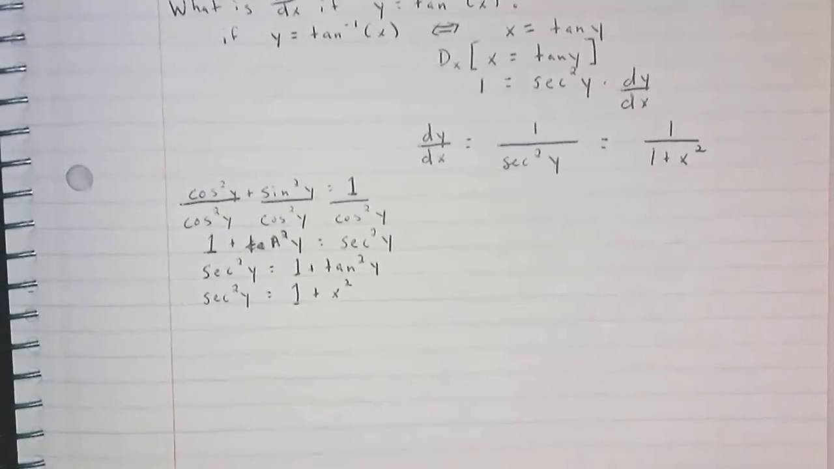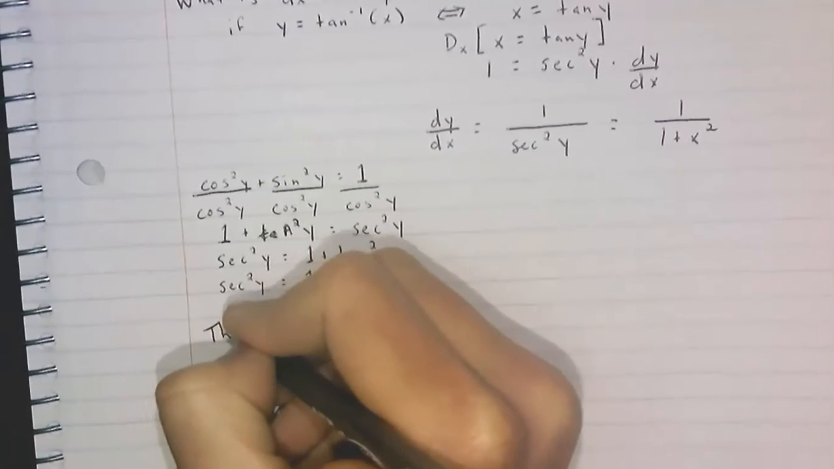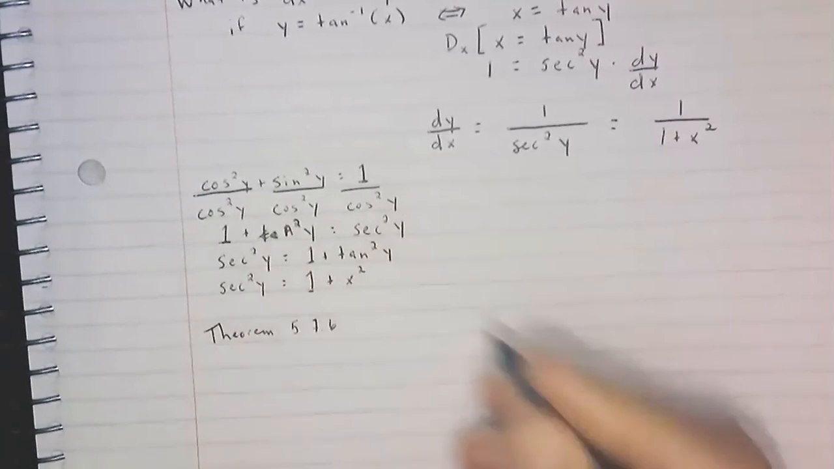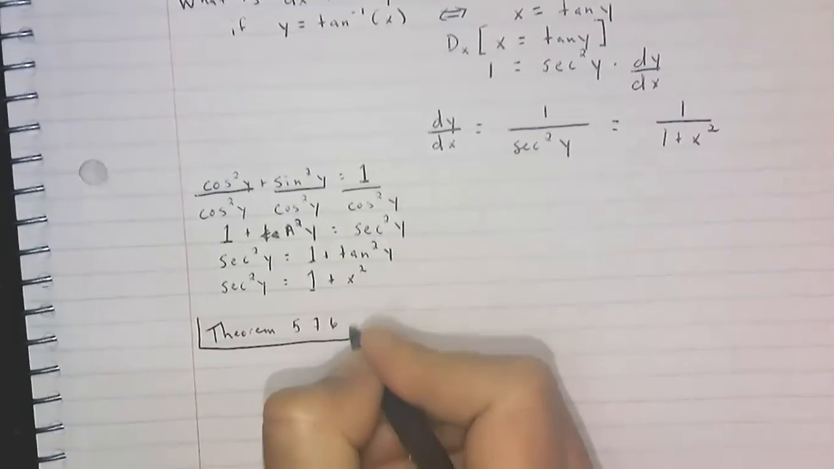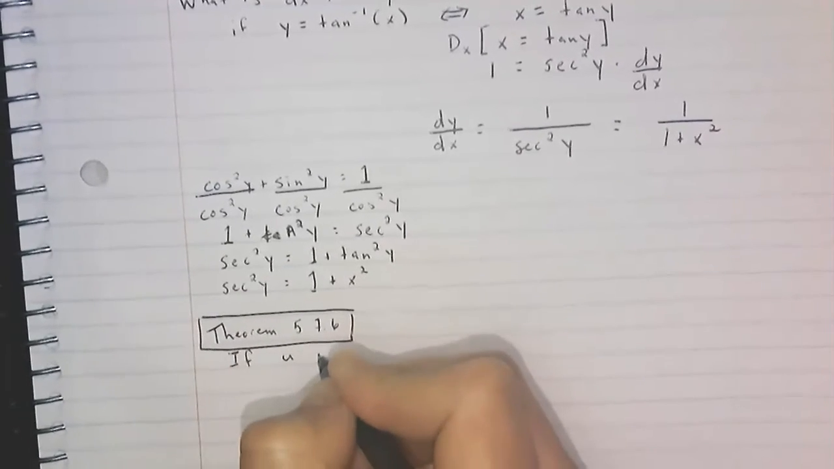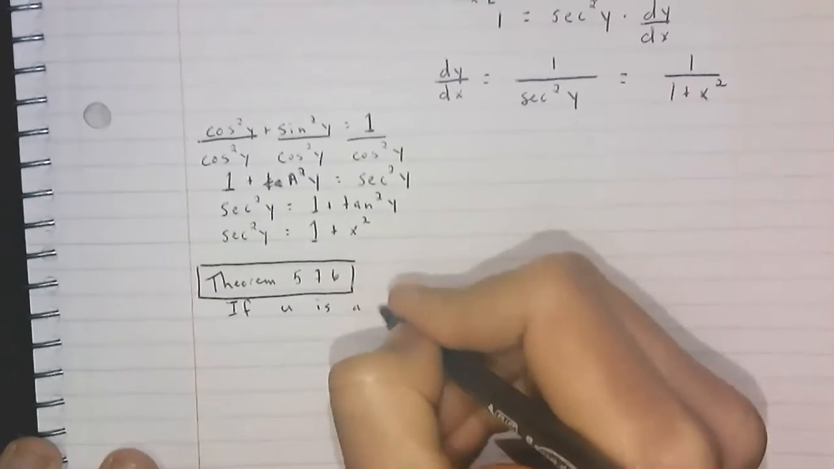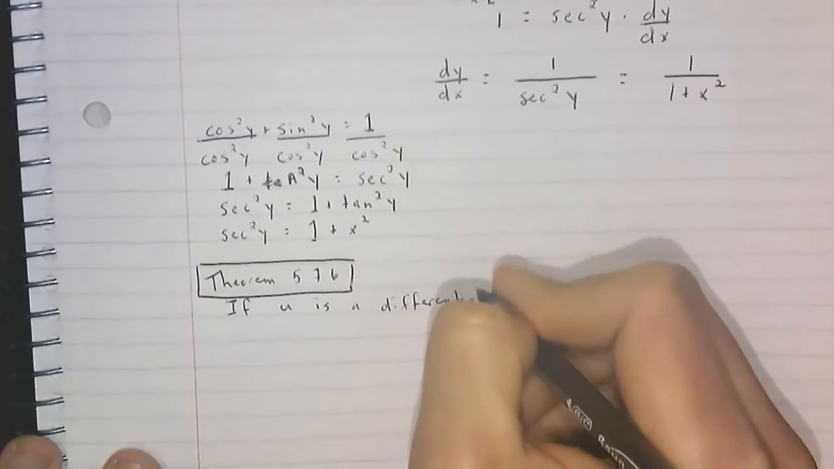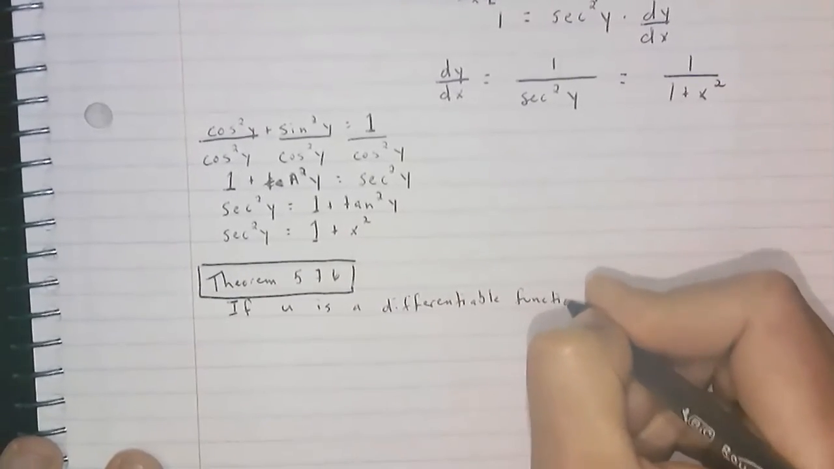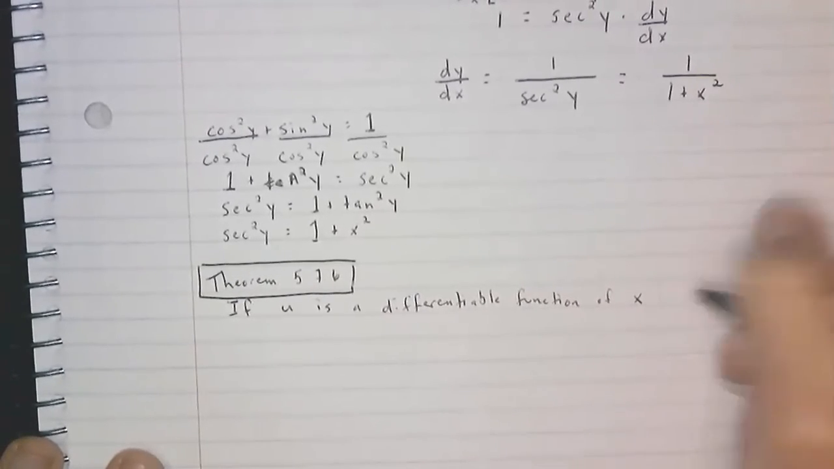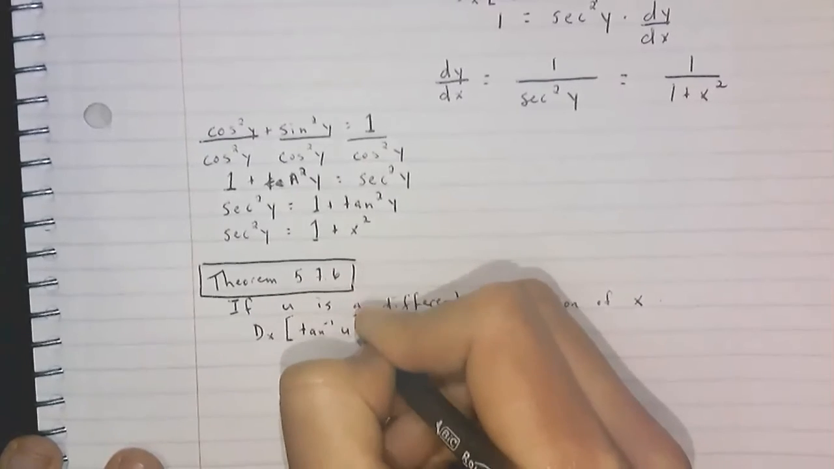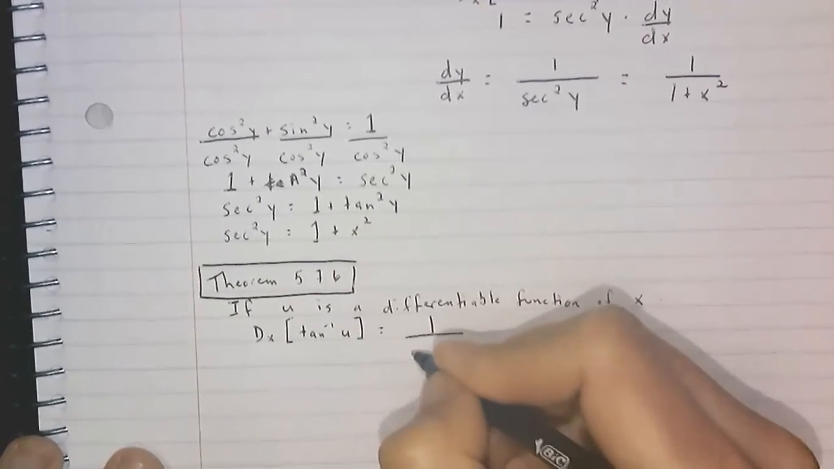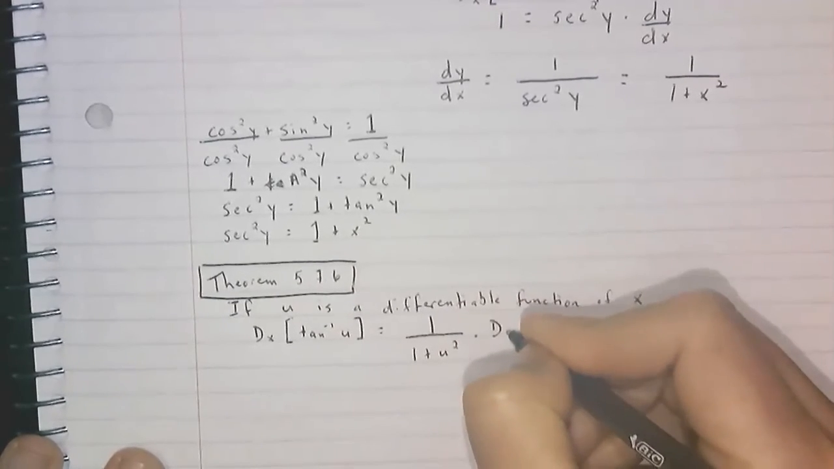Or to put it more generally, theorem 5.7.6: if u is a differentiable function of x, then the derivative with respect to x of the inverse tangent of u is equal to 1 over 1 plus u squared times the derivative with respect to x of u.